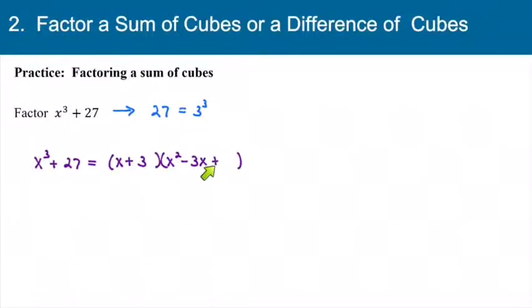AP for always positive. And then 3 times 3 is 9, and that goes here. So here is your factoring for x cubed plus 27. I really believe that if you practice with this pattern just a few times, this will get much easier for you. It always throws students for a loop at first.